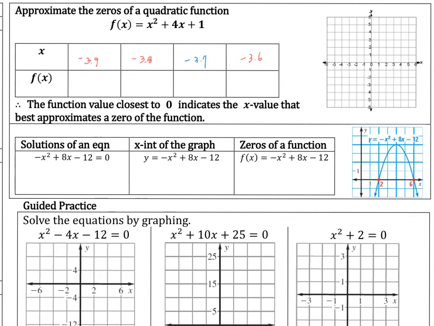Here I'm going to show you how to approximate the zeros of a quadratic function. In other words, the solutions of the quadratic functions. So first I'm going to find the axis of symmetry, which is -2. And then I'm going to find the minimum value.